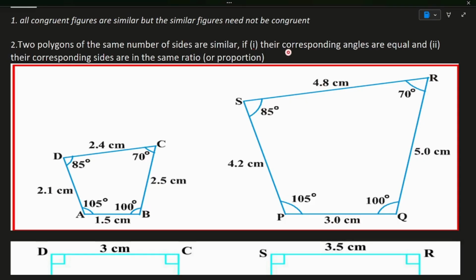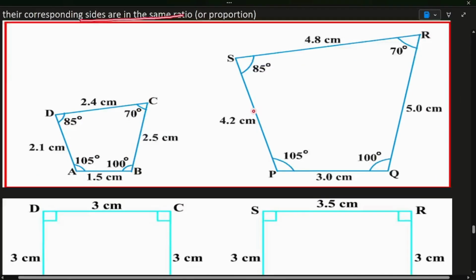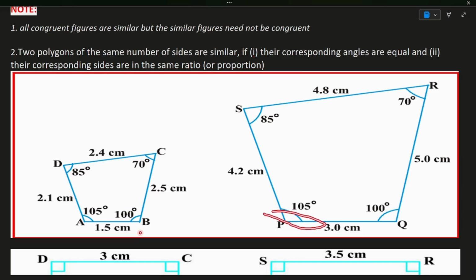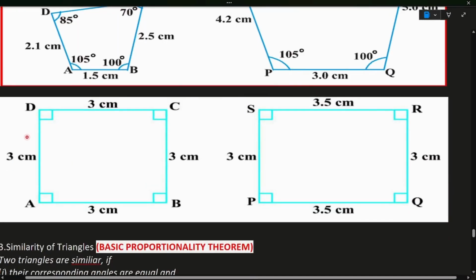So if any two polygons are similar in nature, we have to follow two conditions. The first condition is that corresponding angles are equal, and also the corresponding sides are in the same proportion. These are the two conditions to be followed by any polygon to call it a similar figure. Then coming to the second example, see this. Please check the similarity of these two polygons.